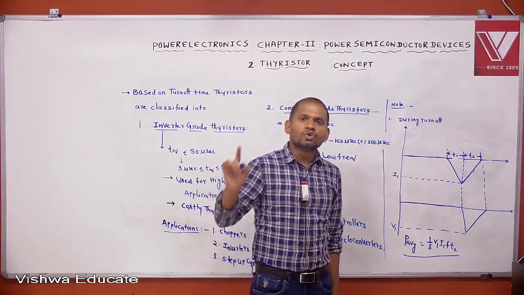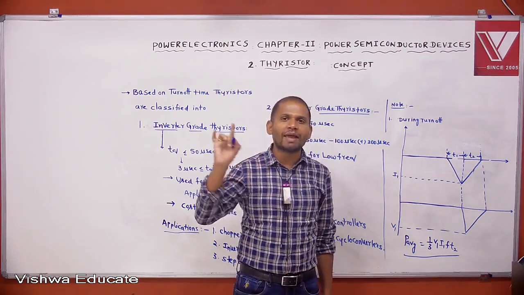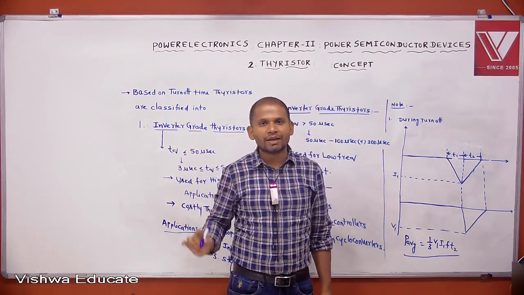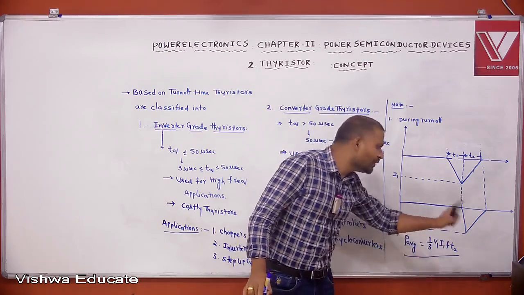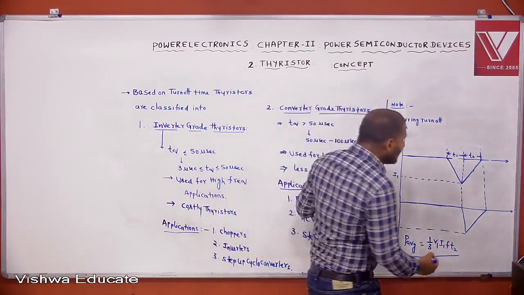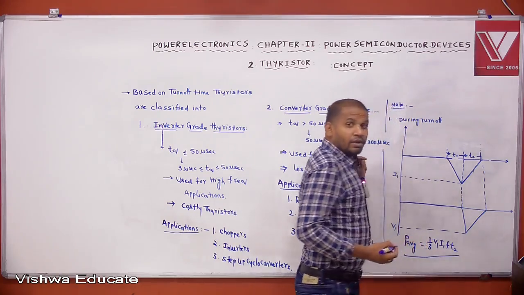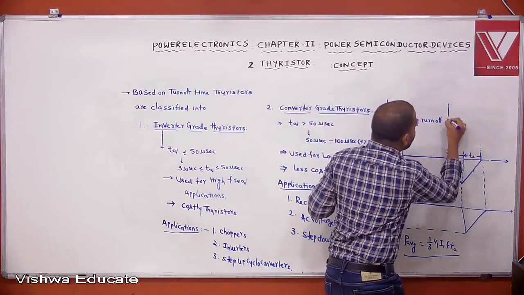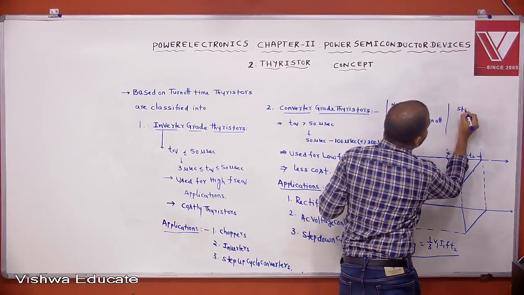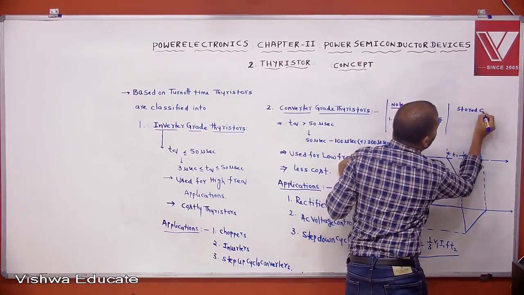I explained many concepts and problems in the semiconductor switch concept. That is 1/3 V1 I1 F T2. What is the stored charge? You also calculate the stored charge in this characteristic.